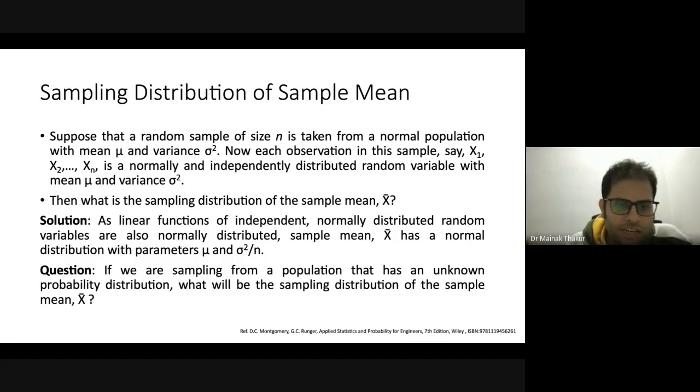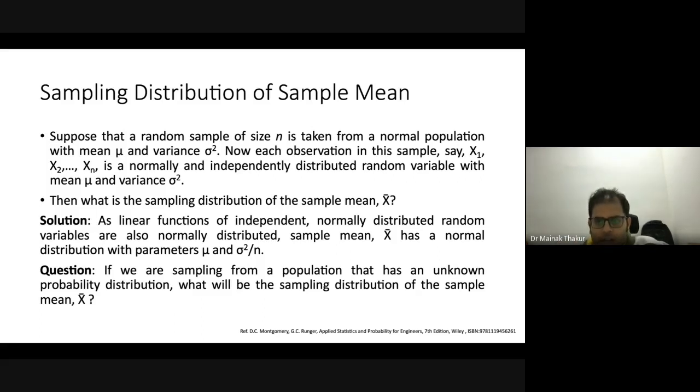Now we are talking only about samples taken from a normal population, a normal distribution with mean mu and variance sigma square. What happens if the population distribution is unknown? Population is not normal. It's possible that the income of the Indian population is not normal. It may be some other distribution. In that case, if we are sampling from a population that has an unknown probability distribution, what will be the sampling distribution of the sample mean x bar? This question is not easy to answer.